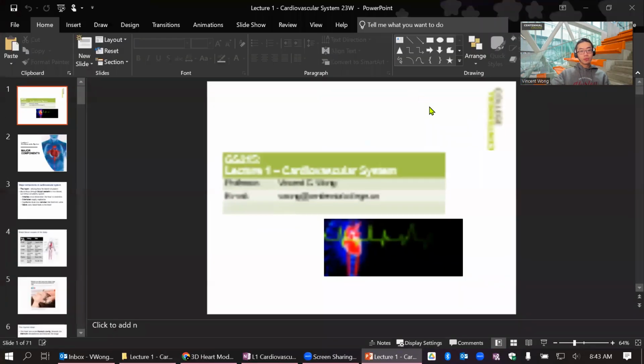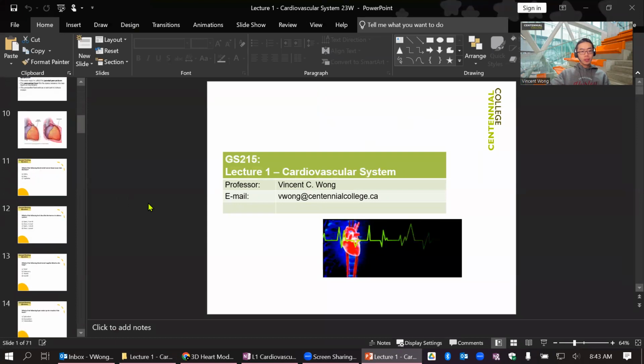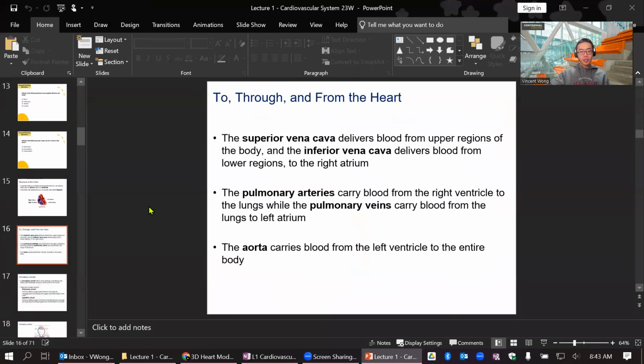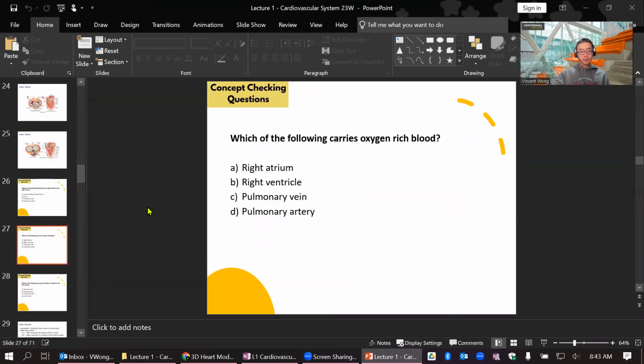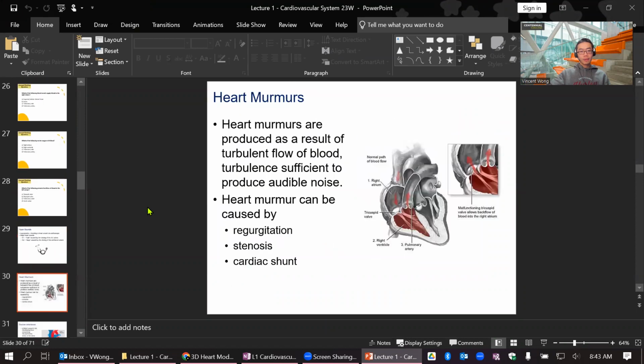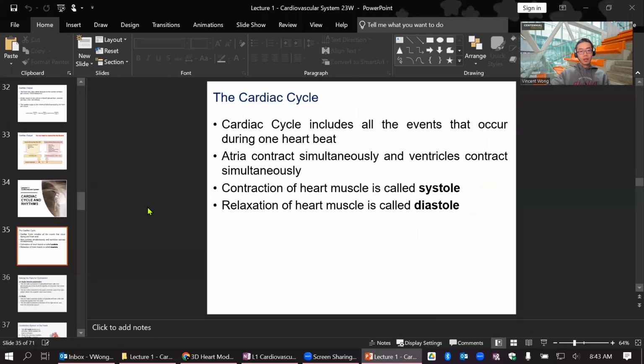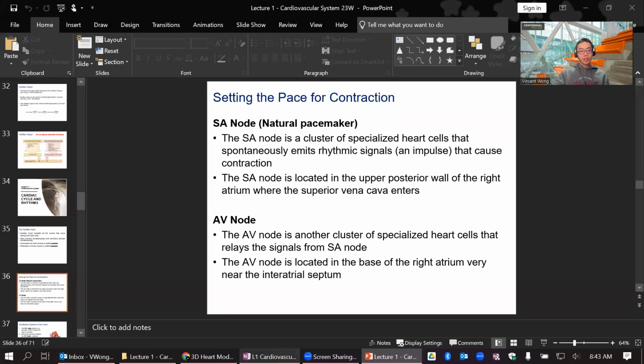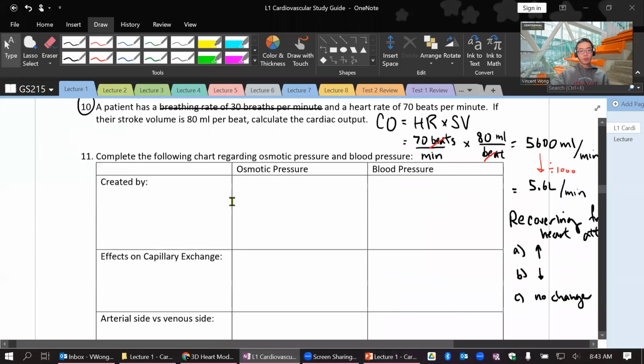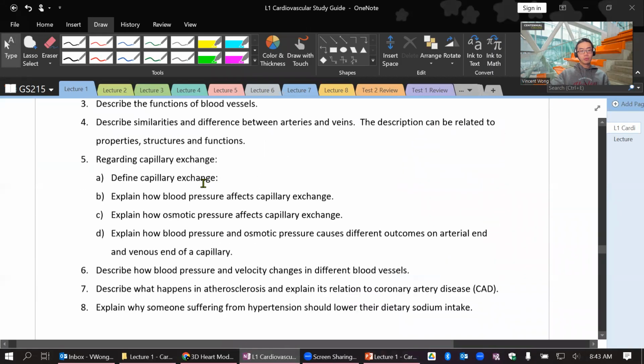There we go. Where did we stop last time? I think it was the conduction system, right? Over here, yep. Okay, actually, you know what? I lied. Let's go back to this study guide and write a little bit more.